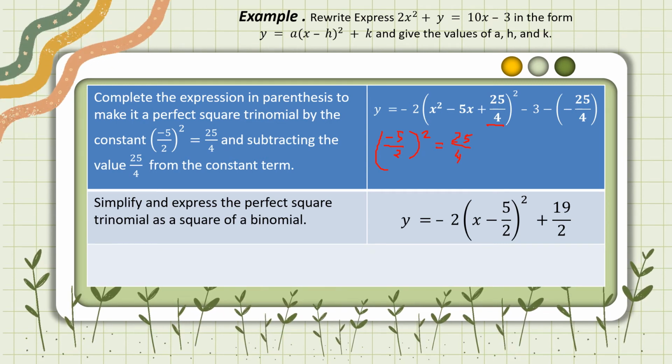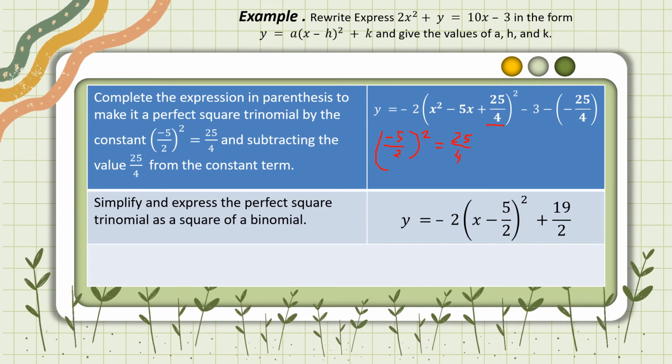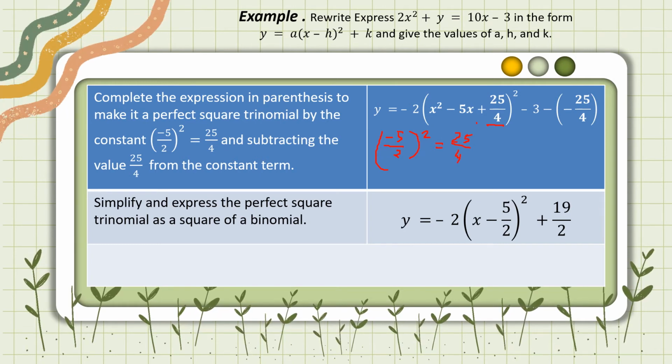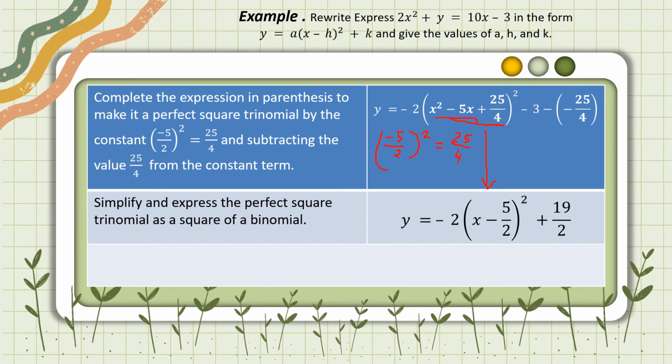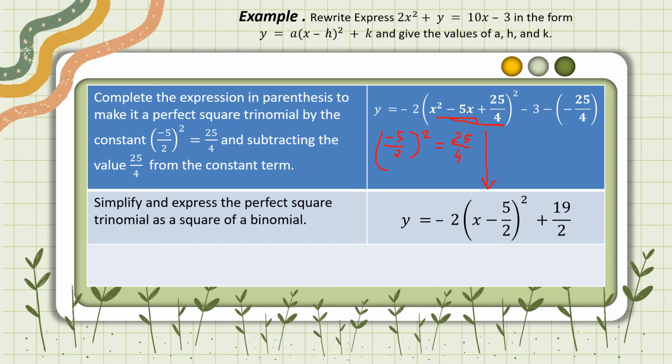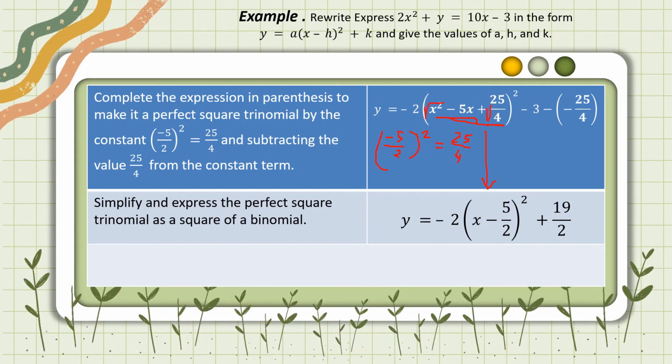And then next, simplify and express the perfect square trinomial as a square of binomial. So, ito po ay perfect square trinomial. Ngayon po gagawin natin siyang perfect square binomial. So, ganito po siya. Negative 2, yung a natin hindi nagbabago, x minus 5 all over 2 raised to the second power is square root of the first term and square root of the last term.